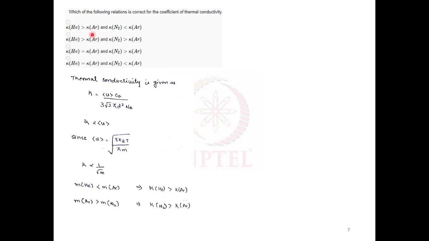As you know, the periodic table goes hydrogen, helium, lithium, beryllium, boron, carbon, and the noble gases are helium, neon, argon, krypton, xenon. Helium has lower mass than krypton, so the thermal coefficient of helium will always be more than that of argon. Then nitrogen and argon: argon has higher mass than nitrogen, so higher mass means lower value. So K of N2 is greater than K of argon. The correct answer will be B.